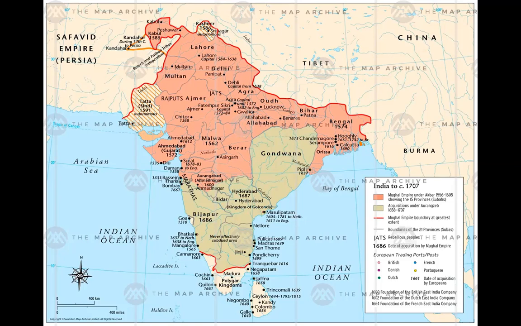In the northwest was the Safavid Empire, the last great flowering of Persian culture. The Safavids ruled out of Tabriz. And farther to the west, of course, was the great Ottoman Empire with its capital in Istanbul.